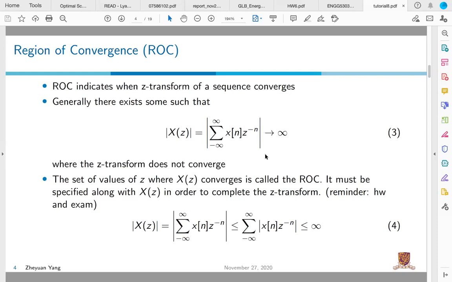So when you do homework 6 and it has some problem on the z transform, when I ask you to calculate the z transform, not only should you write down the formula of X(z), but alongside you should write the region of convergence. Also as well in the exam.